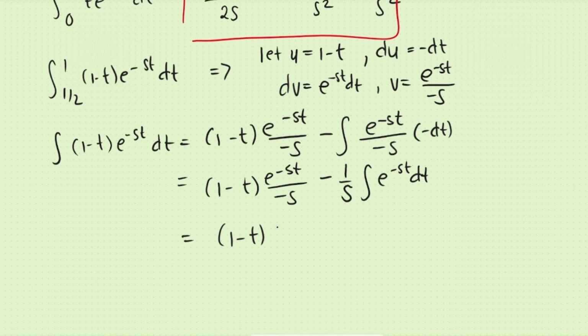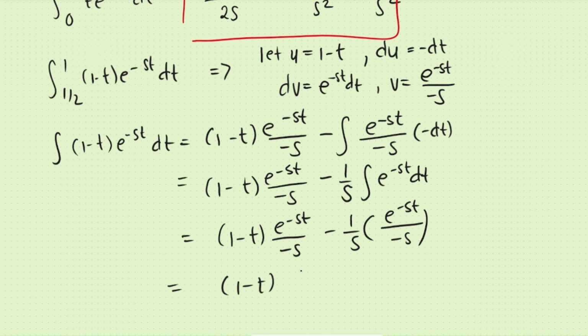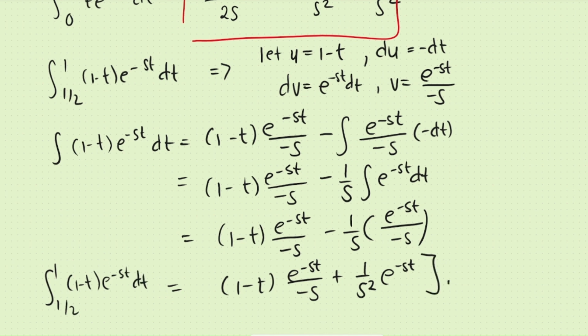So that's (1 minus t) e to the negative st over negative s, minus 1 over s, e to the negative st over negative s. That's the integral of this one. So that's (1 minus t) e to the negative st over negative s. Negative times negative is just positive, s squared, right? E to the negative st. Now we'll plug in the lower and upper limits, because that's just the indefinite integral, and we'll plug in those limits.